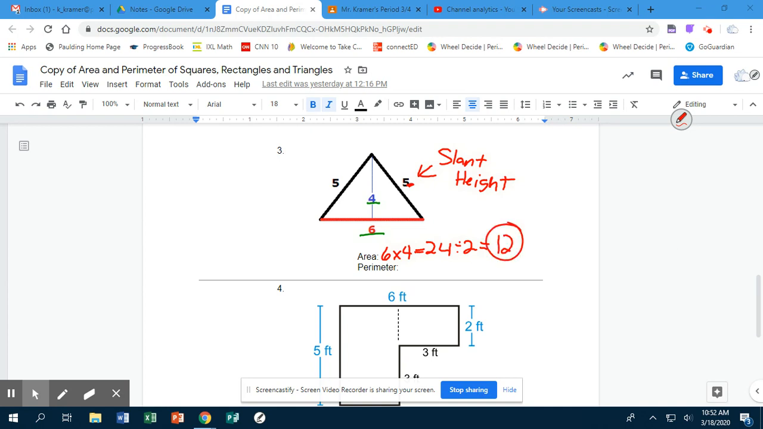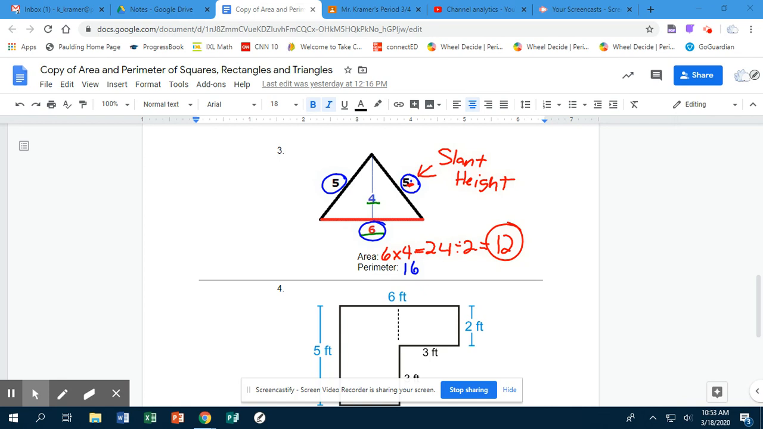Not too bad. Perimeter is the same as for rectangles and squares. All you have to do is add up all the sides. So the height is not a side. You will not be using that this time. You'll be using the 6 and the 2 slant heights. So 5 plus 5 is 10, plus 6 is 16. And that's it for that.